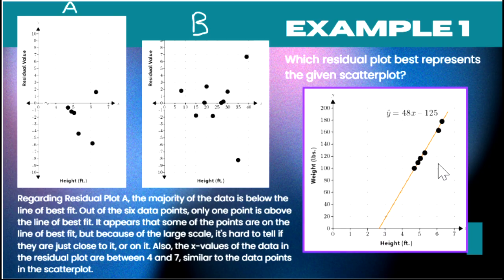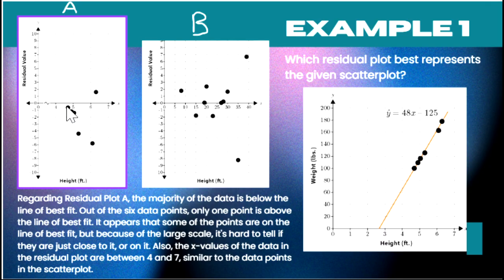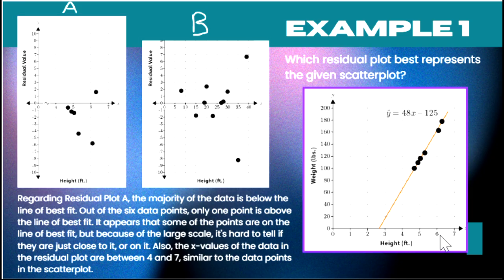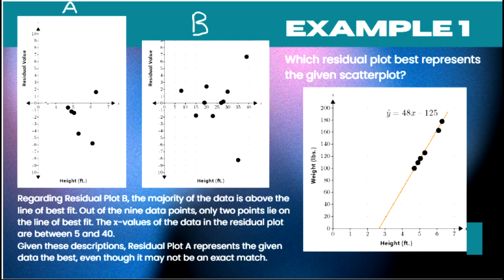Okay. Also, the x values of the data in the residual plot are between 4 and 7. You can see that everything's falling between 4 and 7. And here, everything's falling between 4 and 7. Okay. So let's look at B next. Regarding residual plot B, the majority of the data is above the line of best fit. Out of the 9 data points, only 2 points lie on the line of best fit. The x values of the data in the residual plot are between 5 and 40. Okay. This does not go clear up to 40.